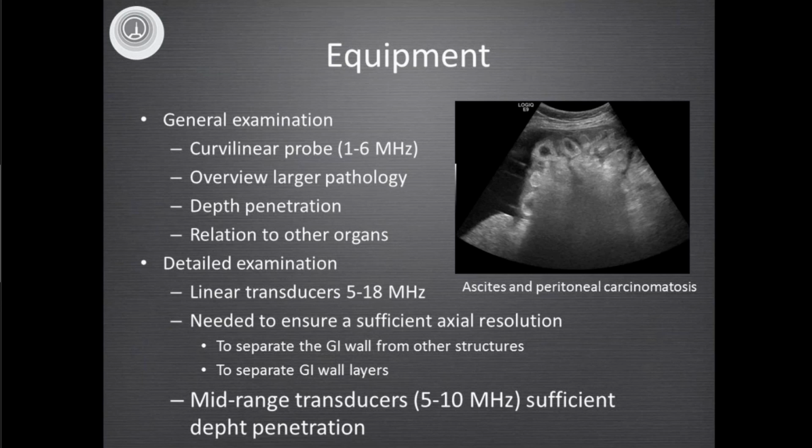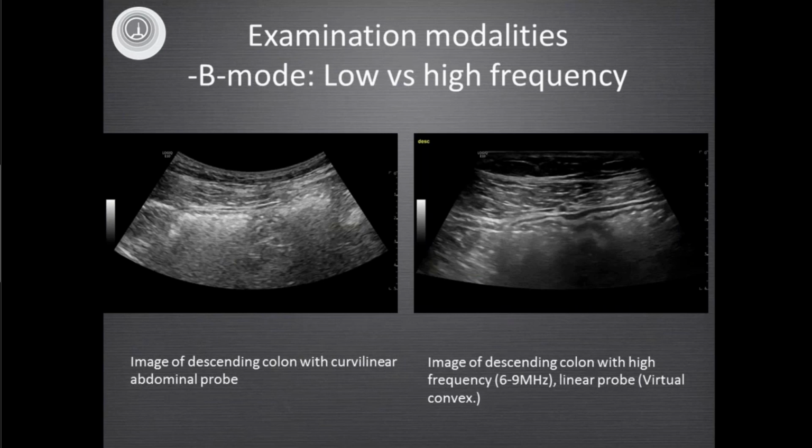Why? Because such probes provide the axial resolution needed to separate GI wall layers and the GI wall from adjacent structures. Should we go as high as possible? Well, no, because mid-range transducers are a good compromise between sufficient axial resolution and depth penetration. So here's an example of the difference between a curvilinear probe and a high frequency or mid-range frequency probe. And you can see that in the left image, you can barely see the GI wall, while in the right image, you have a very clear image of the GI wall and the layers.